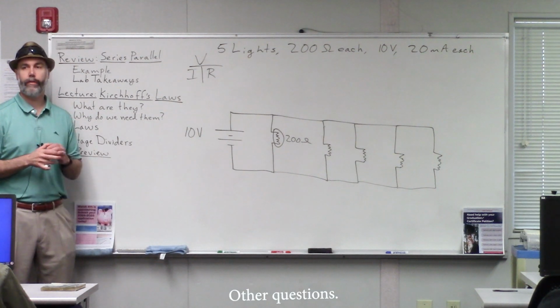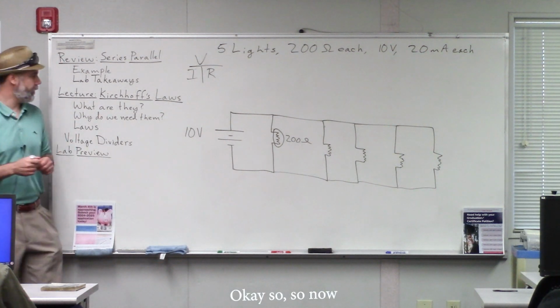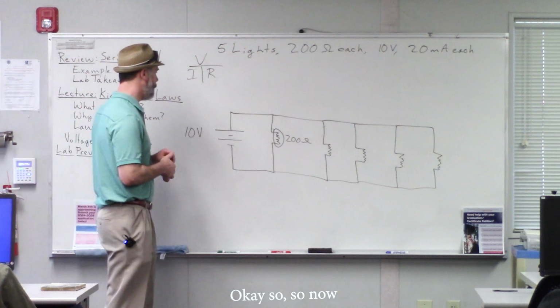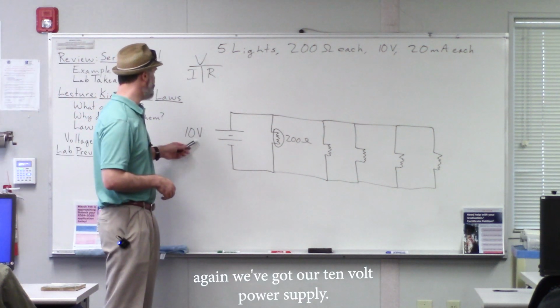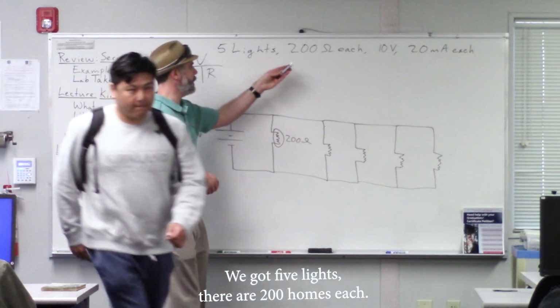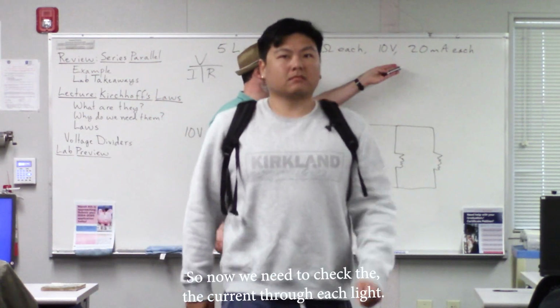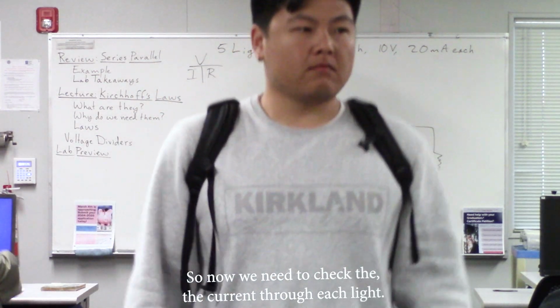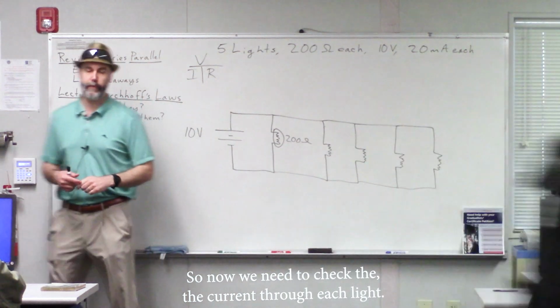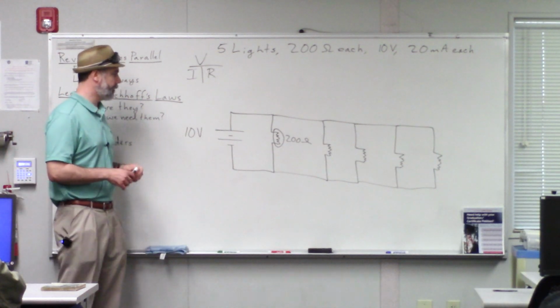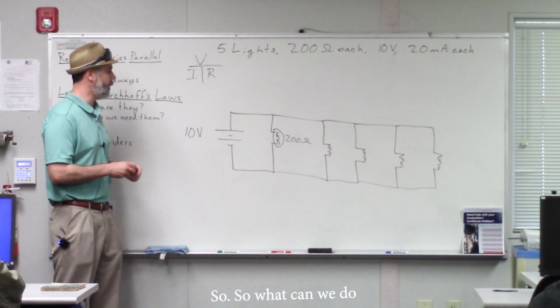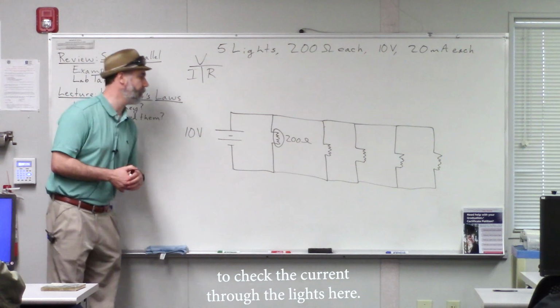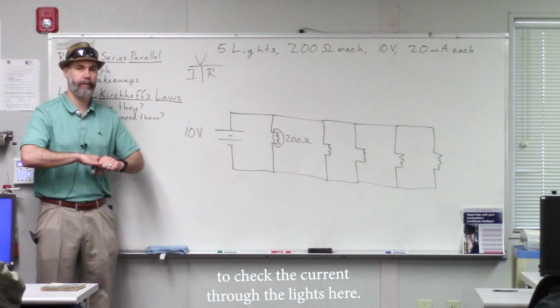Yeah, other questions? Okay, so now, again, we've got our 10-volt power supply. We've got 5 lights. They're 200 ohms each. So now we need to check the current through each light. So what could we do to check the current through the lights here?